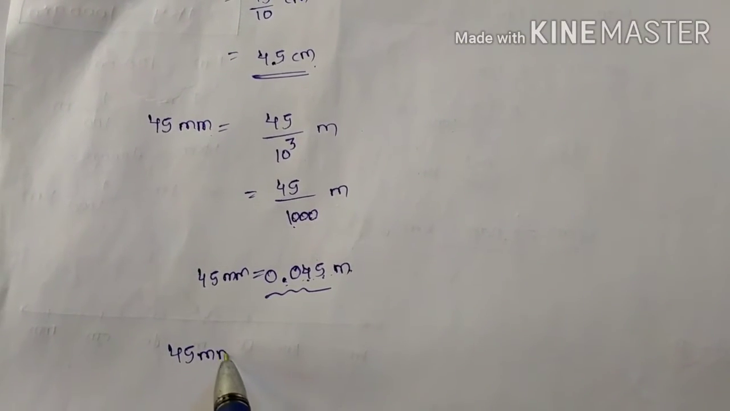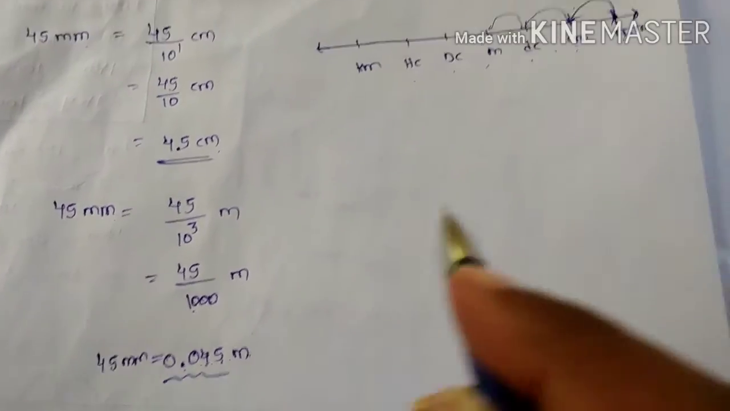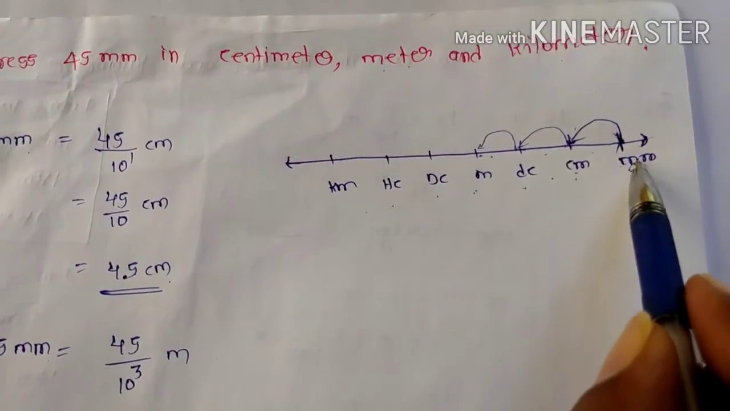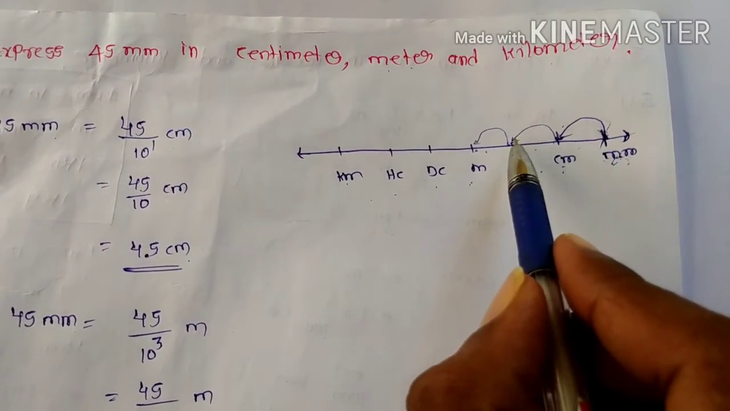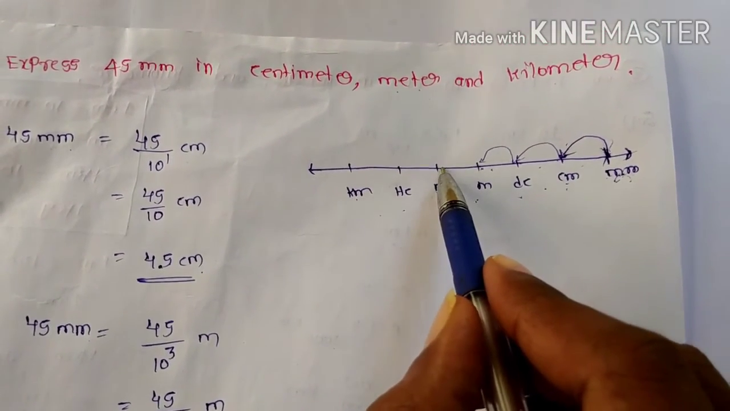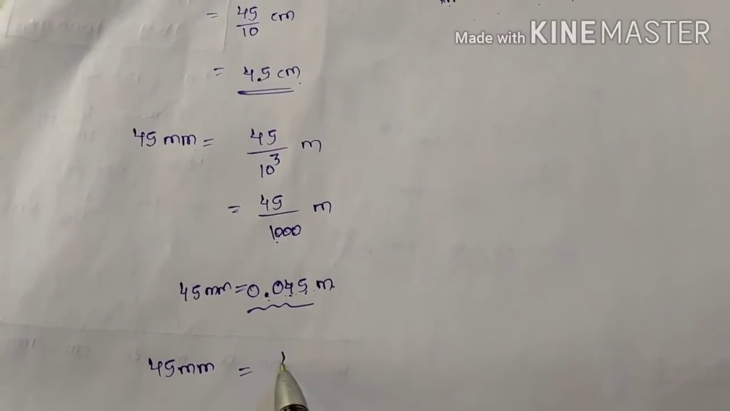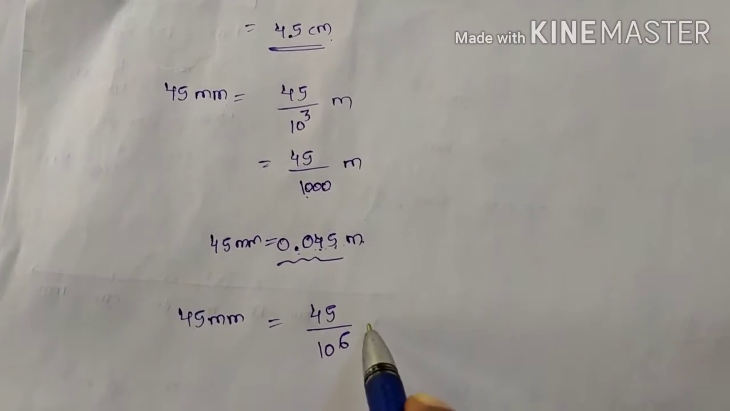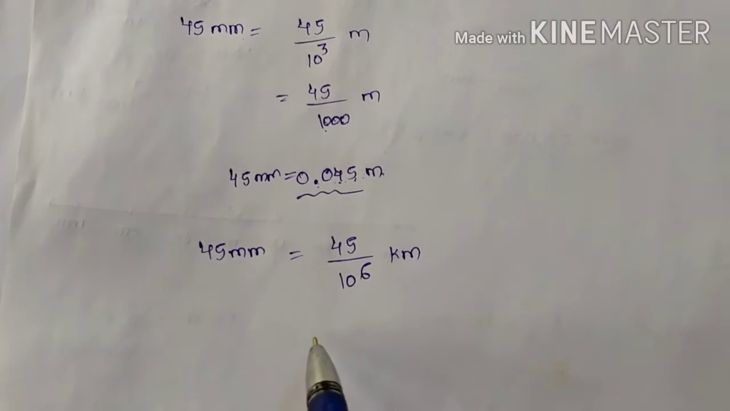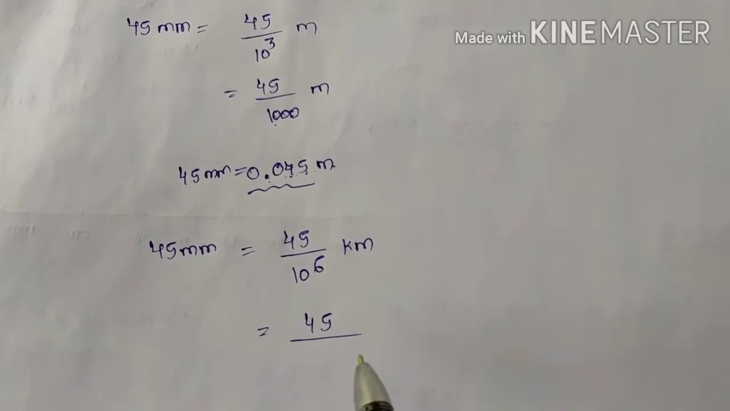Now you can see one more question in this one only. 45 millimeters into kilometers. They have told to convert into kilometers. See, where is the millimeter? Millimeters to kilometer. That means you can see here one movement, two movements, 3, 4, 5, 6. That means you can divide with 10 power 6. See here 45 by 10 power 6. Here you can write kilometers. That means 45 by 10 power 6 means you can put 6 zeros.